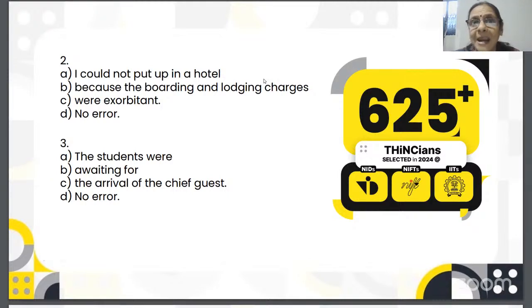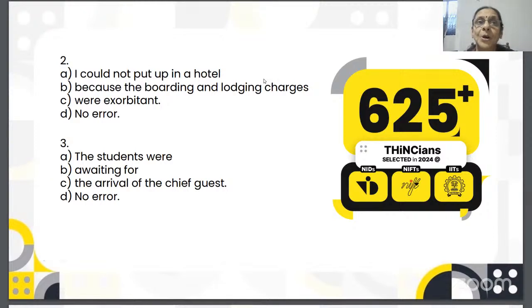You have not entered the hotel. So if you are entering the hotel, you can say, I am inside the hotel. But here, you could not find a boarding and lodging because they were very high. You could not get into a hotel. So it is, I could not put up at a hotel.